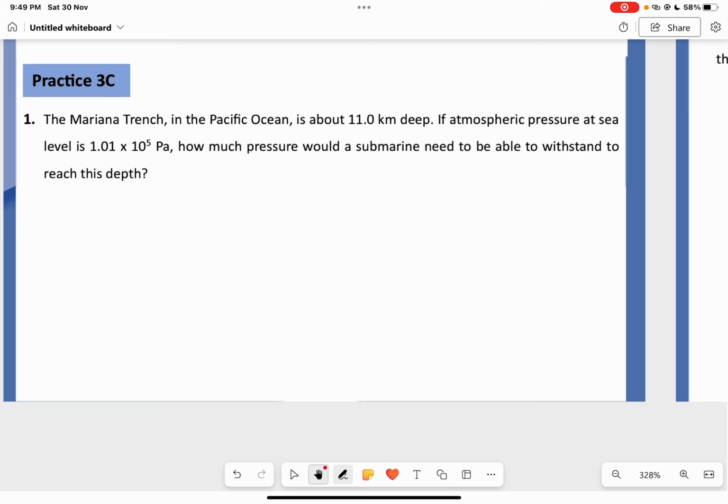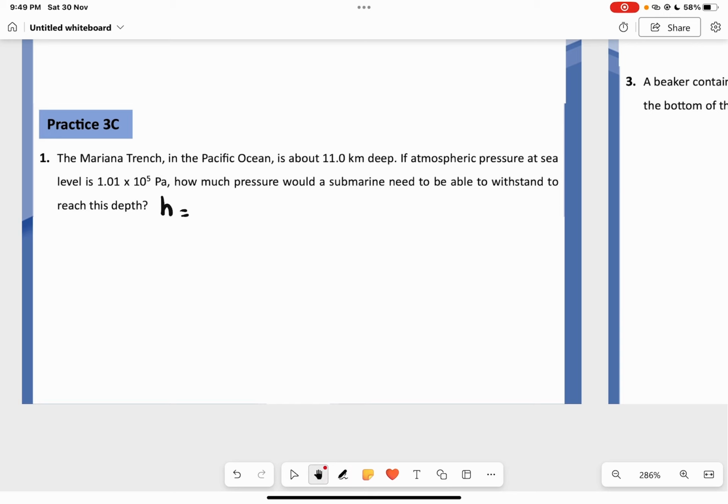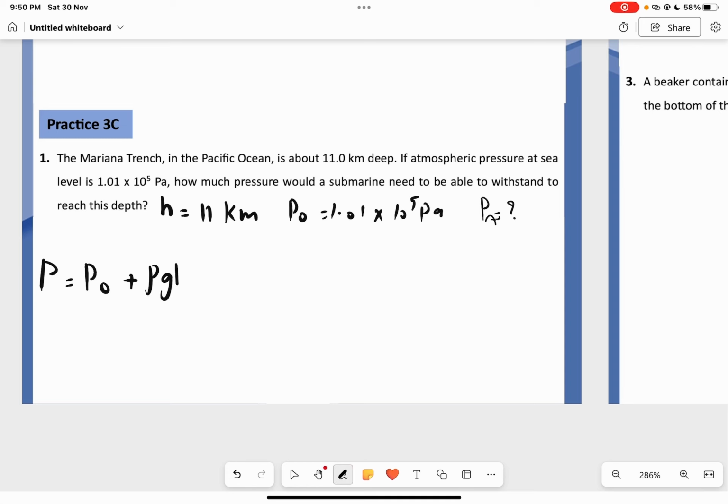Write the givens as usual. So you have height, which is equal to 11 kilometer. Then atmospheric pressure, as you remember, P note is equal to 1.01 times 10 to the power of 5 Pascal. How much pressure would a submarine need to be able to withstand? So it needs absolute pressure. Absolute pressure is equal to what? You can just simply write P, or just P alone is okay too. So you can say P is equal to P note plus rho G H.